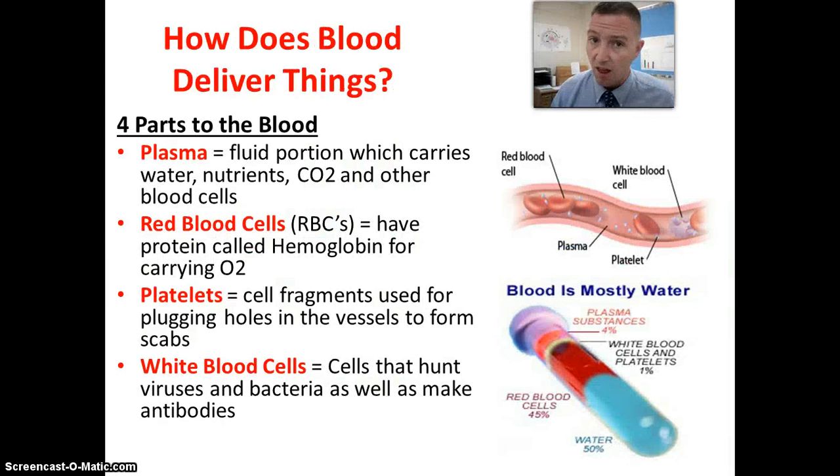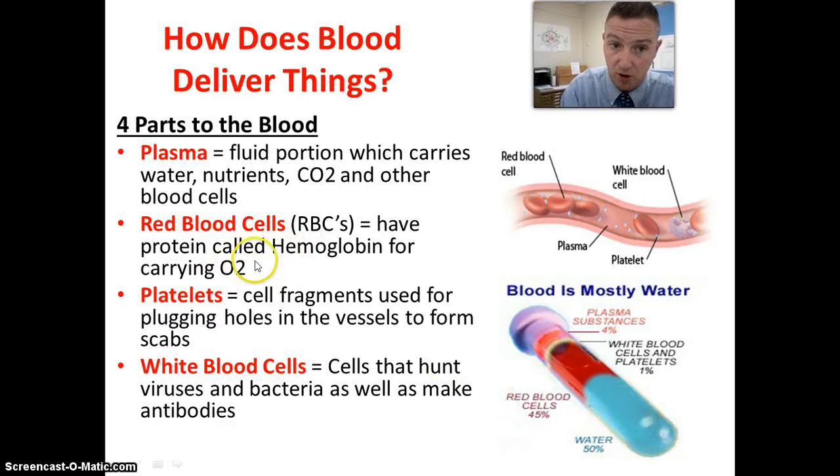Last thing, the blood. There's 4 parts of the blood. Each part does something different. You have the plasma, which is the fluid portion. It's the largest part of the blood. 50% of the blood is water. And that water, which is the plasma, has dissolved in it nutrients, carbon dioxide, and then you have the other blood cells floating within the plasma. So the plasma is the liquid portion, right? That's the fluid. You can see here, when you break it all up, more than 50% water.